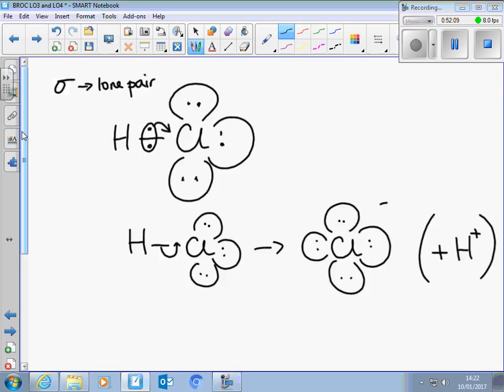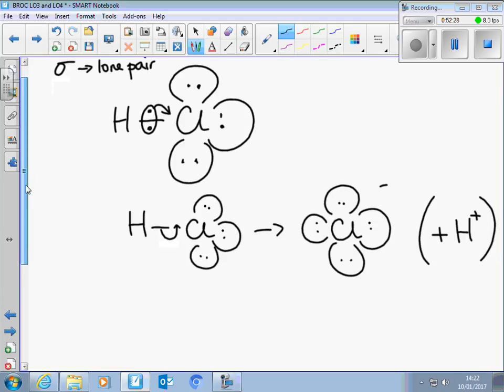Actually, come to think about it, that's what will happen when you dissolve hydrogen chloride in water. It ionizes and you get hydrochloric acid, don't you? H plus, Cl minus, I guess. But that's taking our sigma bond and turning it into a lone pair. But that's now got a negative charge on it.